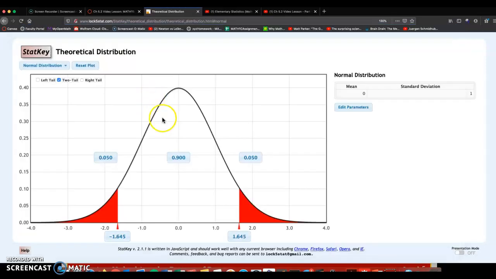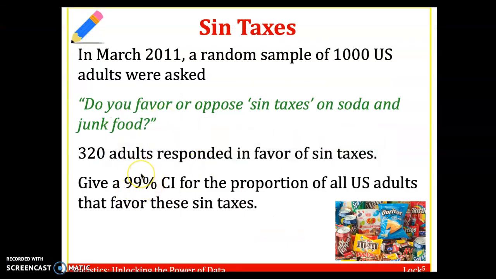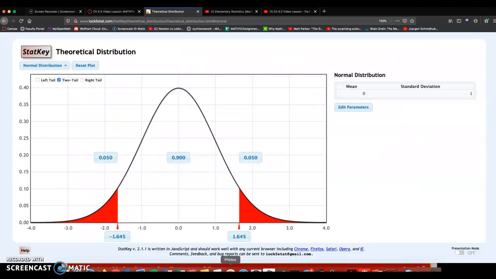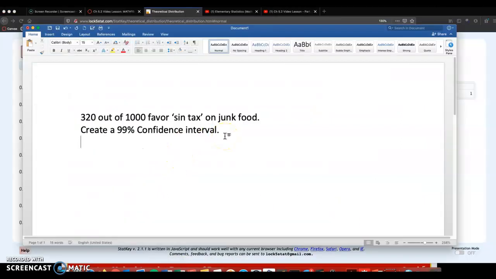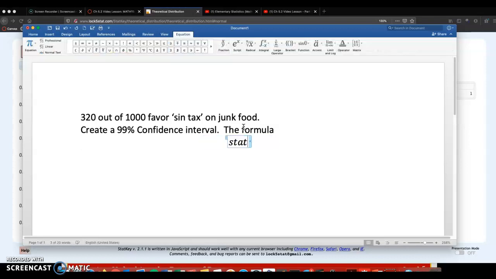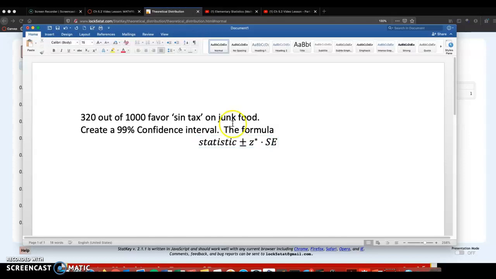Okay, so how do we do that? Make sure I'm setting this up correctly. Looking at the prompt, I want to get a 99% confidence interval. All right, the formula is your statistic plus or minus Z-star times the standard error. So we need 3 bits of information to get the confidence interval. We need the statistic, Z-star, and standard error.